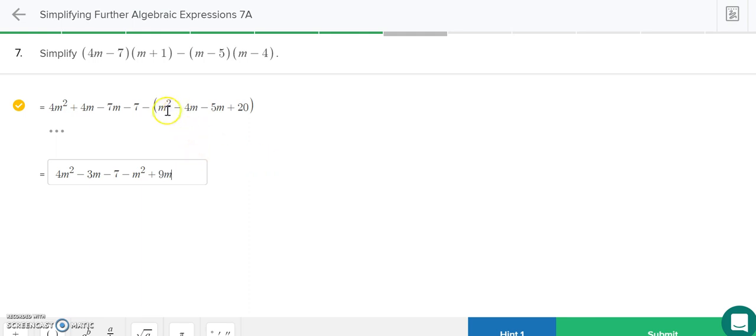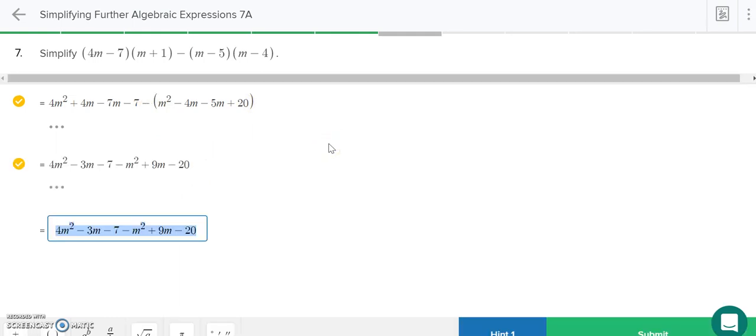So just to repeat that, I simplified negative 4m with negative 5m. That gave me negative 9m. Then I'm multiplying that by this negative 1 out here, and two negatives multiplied together give a positive. Then I've got negative 1 times positive 20, which is going to give me negative 20.